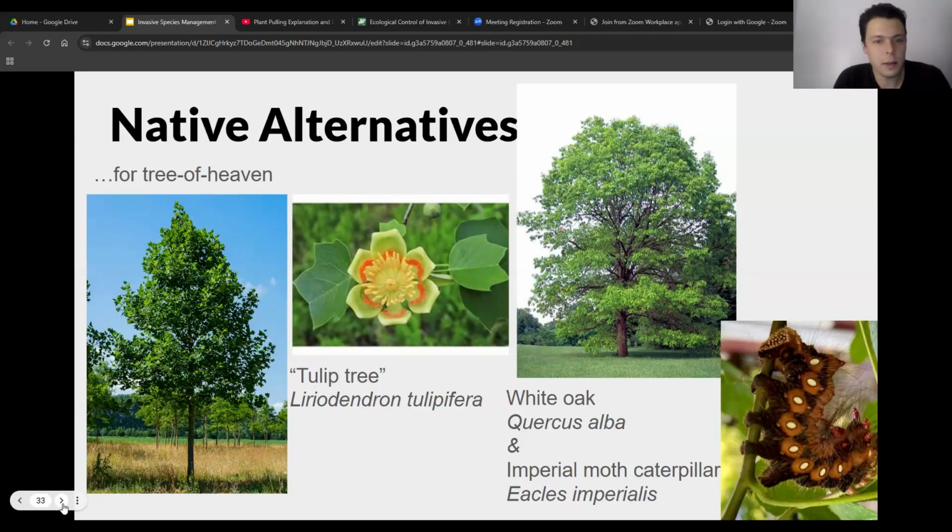Another alternative, you can never go wrong with an oak. Oaks are the best. Plant an oak in your yard. You can go to the next slide.